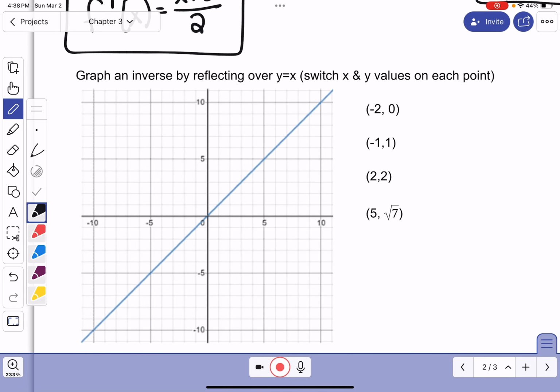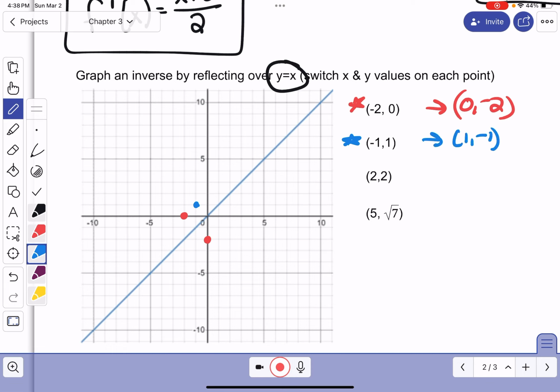Now for graphing, what we're really doing is we're reflecting it over the x and y, or we're switching the xy values. So this point, negative 2, 0, becomes 0, negative 2 for the inverse. This point, negative 1, 1, becomes 1, negative 1 for the inverse. 2, 2 becomes 2, 2, which ends up being the same point.